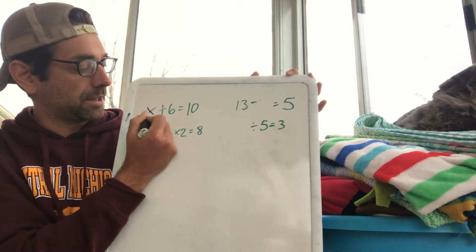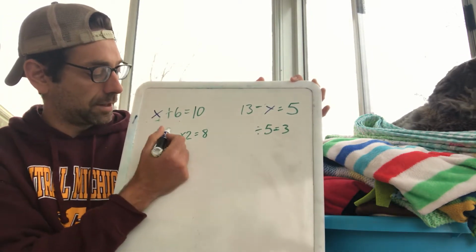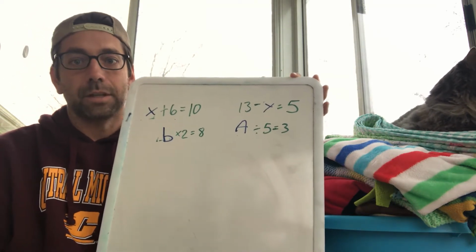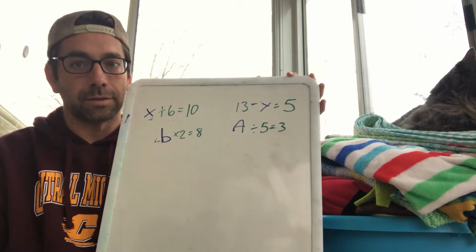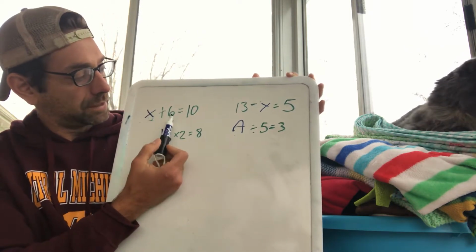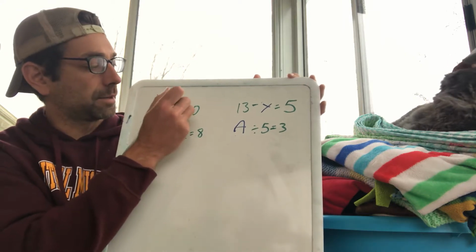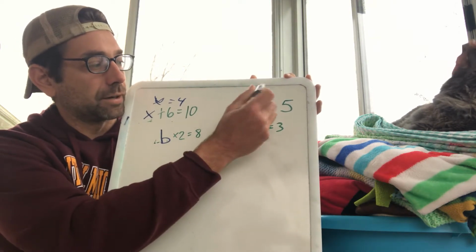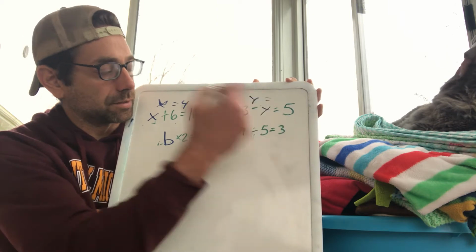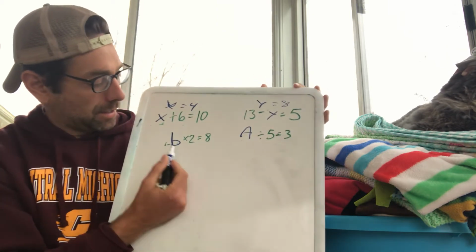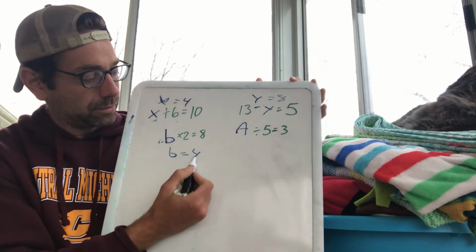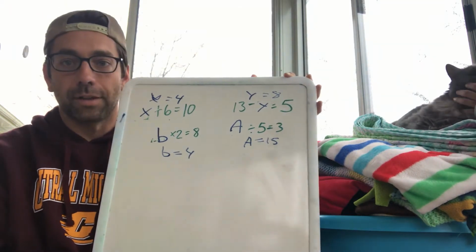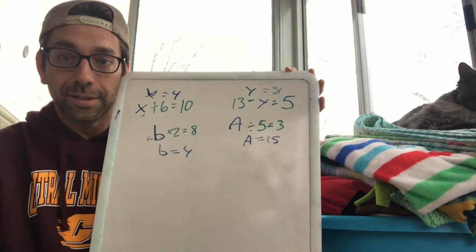So it could be a letter X, it could be a letter Y, it could be a letter B, it could be a capital A, it could be any letter, okay? So some of these problems you're just gonna look at and know the answer. Like something plus 6 equals 10, some of you are gonna know right away that X is 4. 13 minus something equals 5. Some of you are just gonna figure out real quick that you know the answer because you've had these fact families before, and you could probably figure out that B is going to be equal to 4 because 4 times 2 is 8, and capital A would have to be equal to 15 for that to work out. Okay, so that's algebra. You're just finding missing numbers.